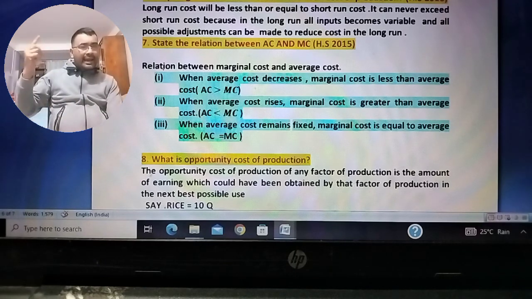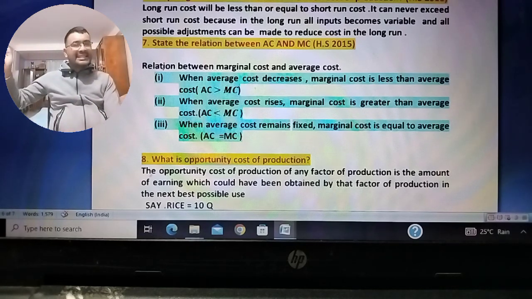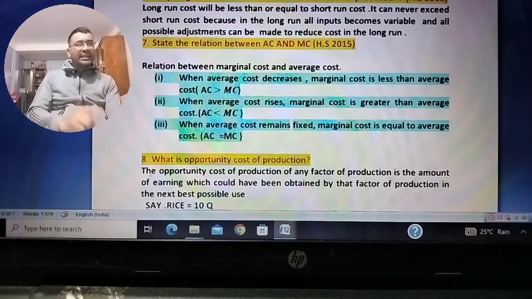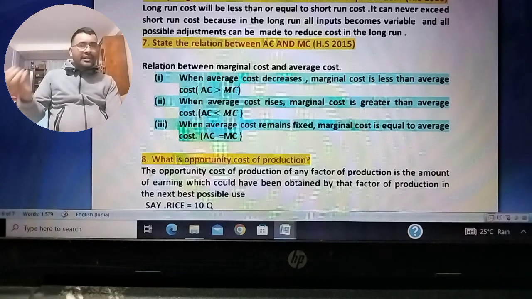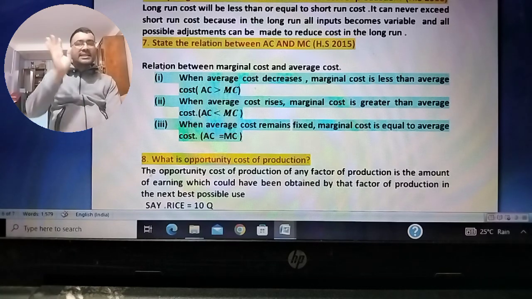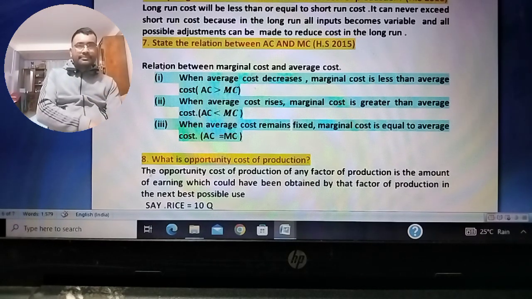Okay, when average cost increases, AC is less than MC. On the other hand, when AC decreases, AC will be greater than MC. And lastly, when average cost remains fixed or constant, marginal cost will be equal to average cost. That is, when average cost becomes minimum, then AC is equal to MC.